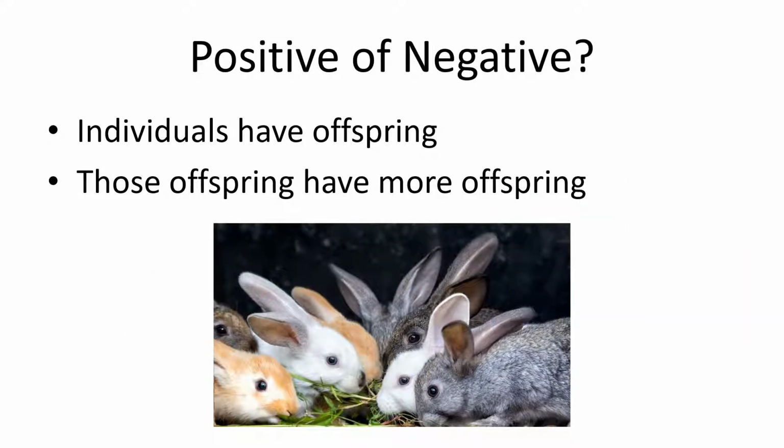Okay. And so here we go. There are individuals in the population, and they have offspring, and those offspring have more offspring, who have more offspring, who have more offspring. What is that? Positive or negative? Positive. Good job. All right, and thus concludes Unit 1.